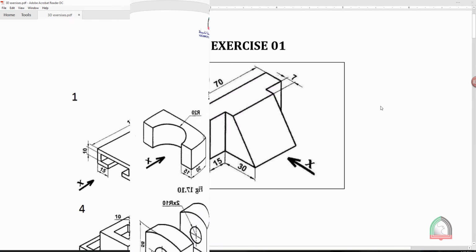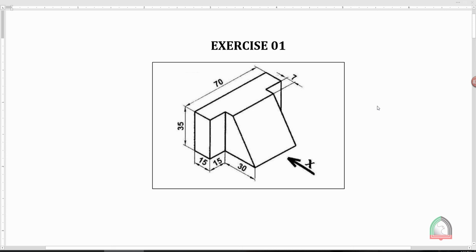So the first figure, here we have our exercise number 1. To complete this particular figure, we can use a number of different methods. What I'm going to do is consider this rectangle separately and the chamfered portion separately. Here you can see one arrow with an X representing the front face. So this should be the front face, or this face should be in the front plane. So this face is a rectangle of 70 by 35.